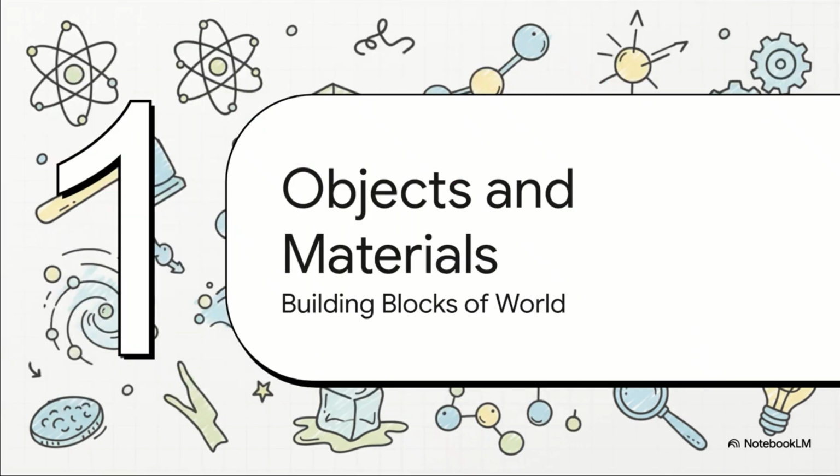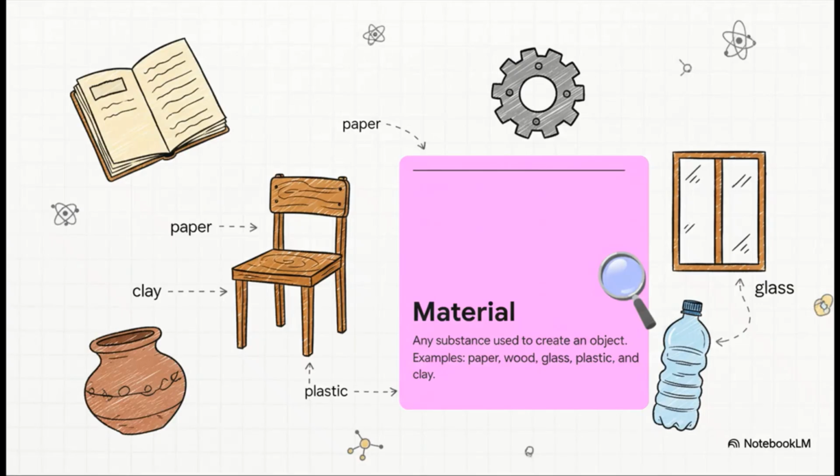Okay, first things first. Before we can understand what everything is made of, we kind of have to start smaller and look at what individual things are made of. And that brings us to the most basic building blocks of our world, objects and materials. So what even is a material? Well, it's actually super simple. A material is just any substance that we use to make an object.